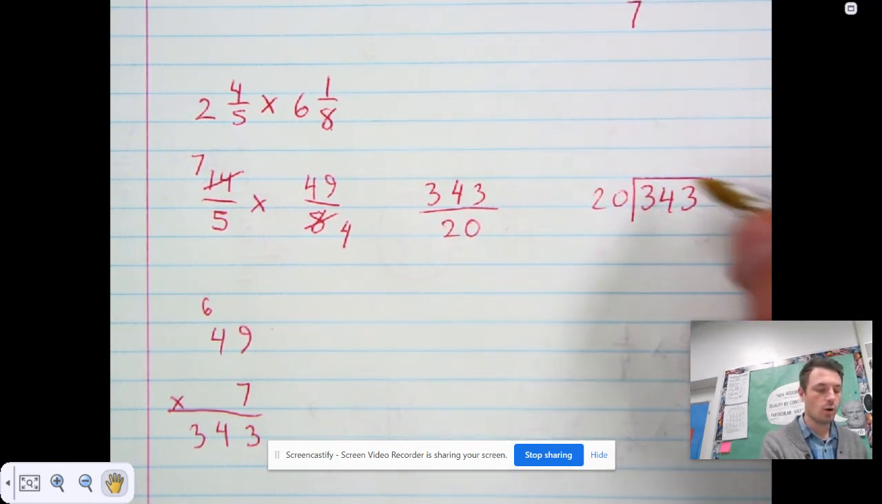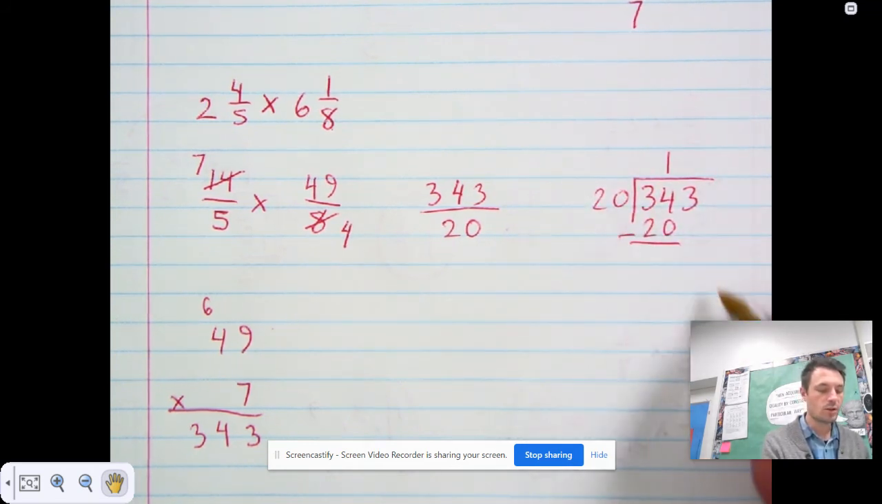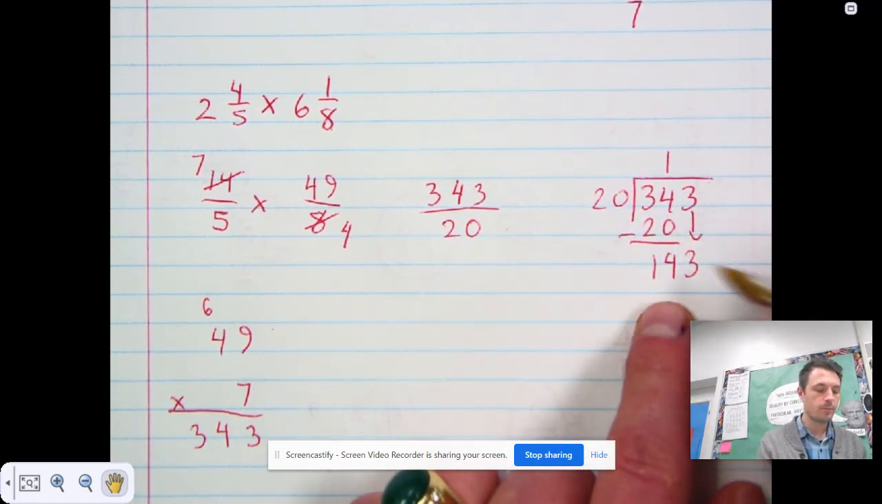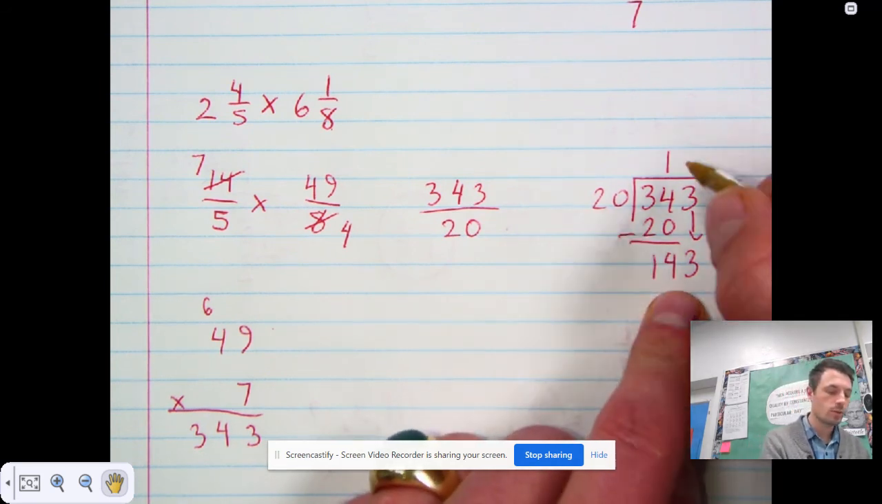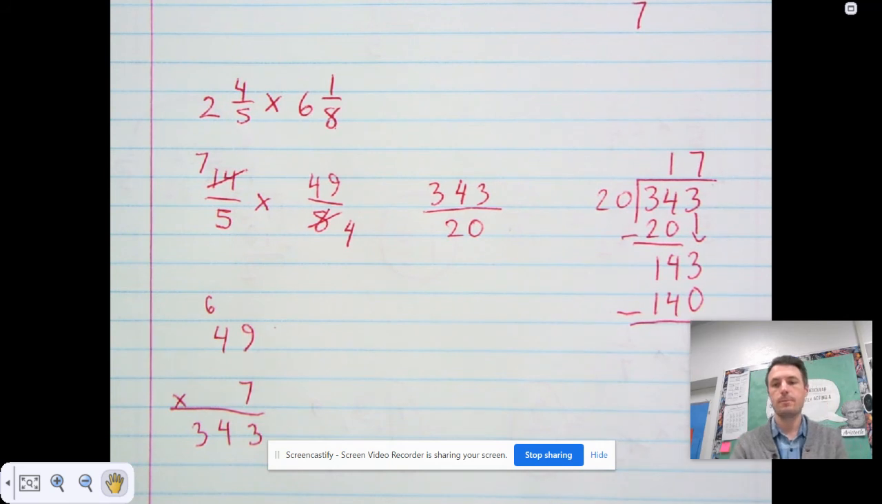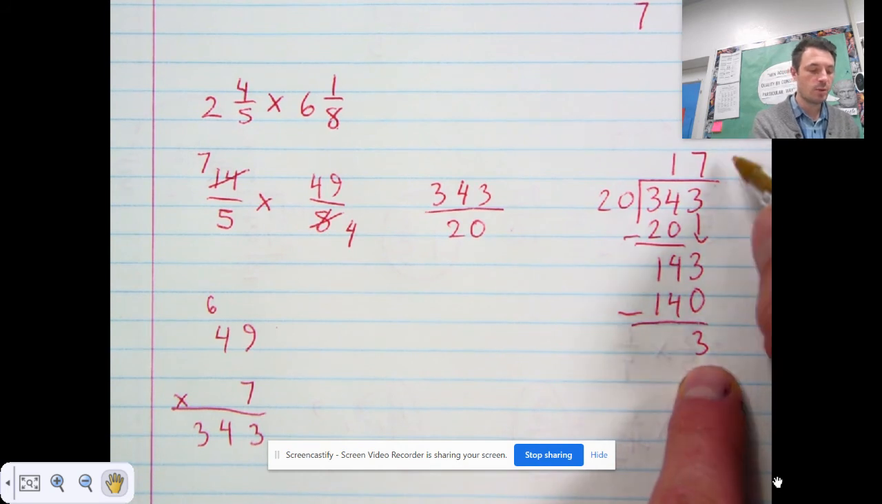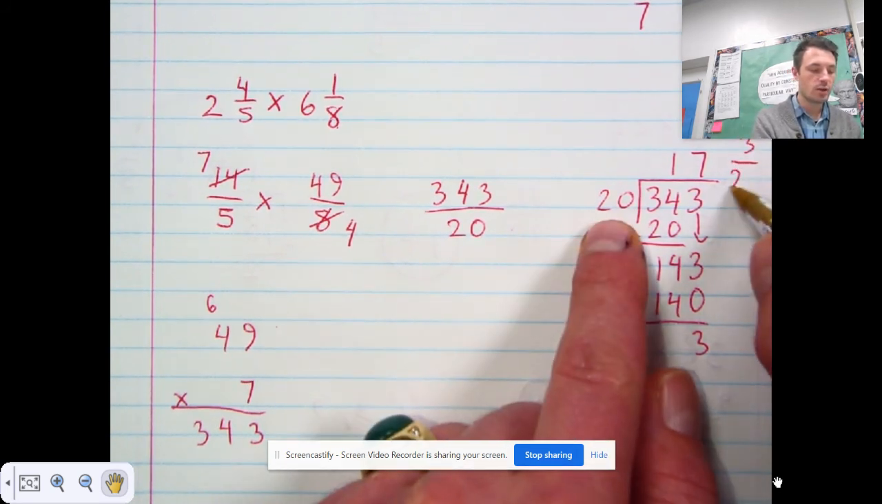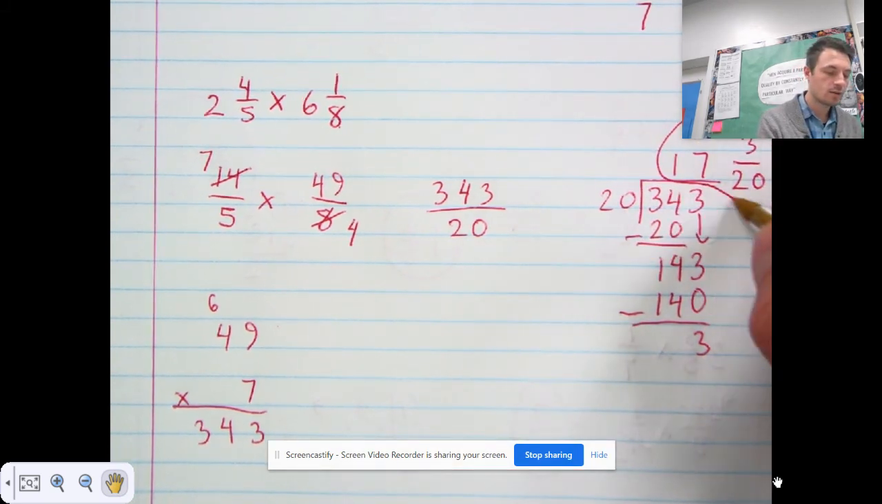20 can fit into 34 one time. 1 times 20 is 20. 34 minus 20, 4 minus 0 is 4. 3 minus 2 is 1. Now we bring down the 3. 2 can fit into 14 7 times, so perhaps 20 can fit into 143 7 times. 7 times 0 is 0. 7 times 2 is 14. 143 minus 140 is 3. So that's our remainder. It becomes our numerator, and 20 is our denominator. So the answer is 17 3/20.